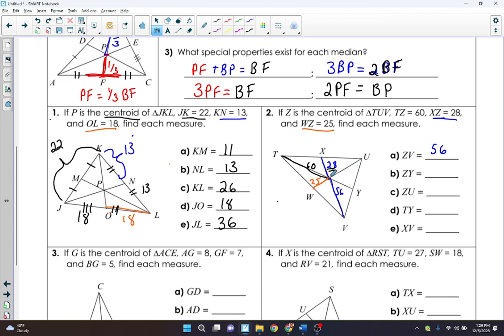ZY, so this line over here, this is the small piece, right? Because it's the one touching the side. This is the big piece because it touches the corner. So since this is the big piece, 60, this should be half of the big piece, which is 30. So this should be 30.